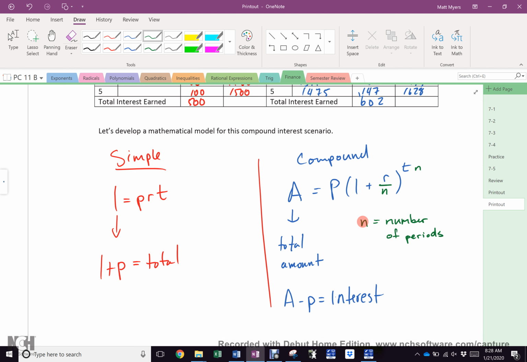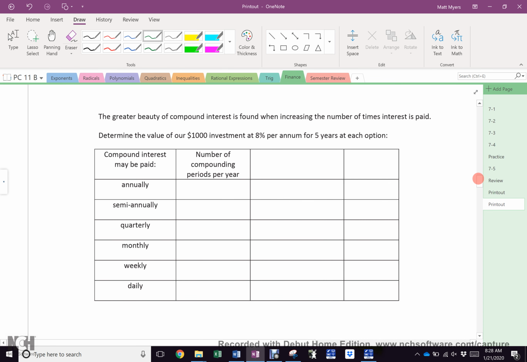You could pay it monthly. What would N be? 12. You could pay it weekly. N would be 52. You could pay it semi-annually in a half year. So N would be 2. Right? And on the next page, we have a whole chart about that. So annually, how many times you get your interest in a year? Once. Semi-annually, twice. Quarterly, 4 times. Monthly, 12 times. Weekly, 52. Daily, 365.